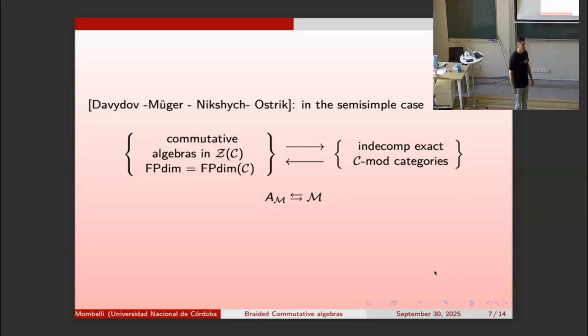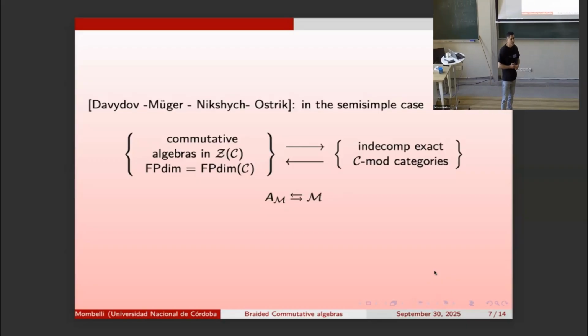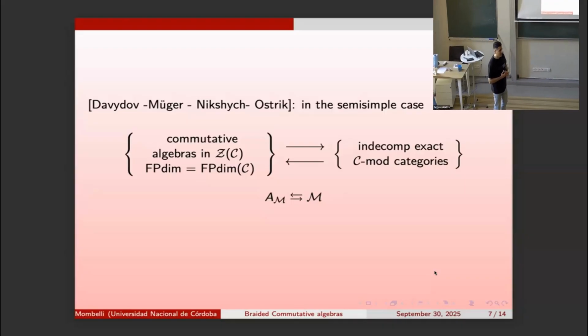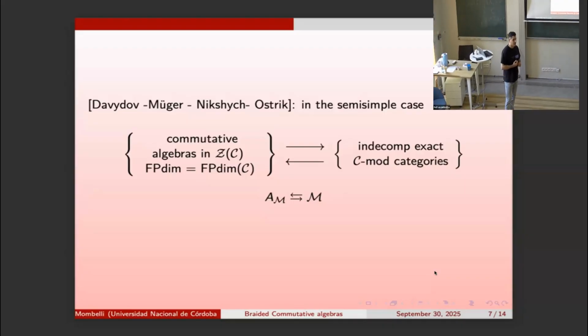Yes, exactly. And I think when you see the proof of Davydov or Müger, you have to go through these transparent modules, local modules, and the theory gets a bit muddy in the non-semi-simple case.